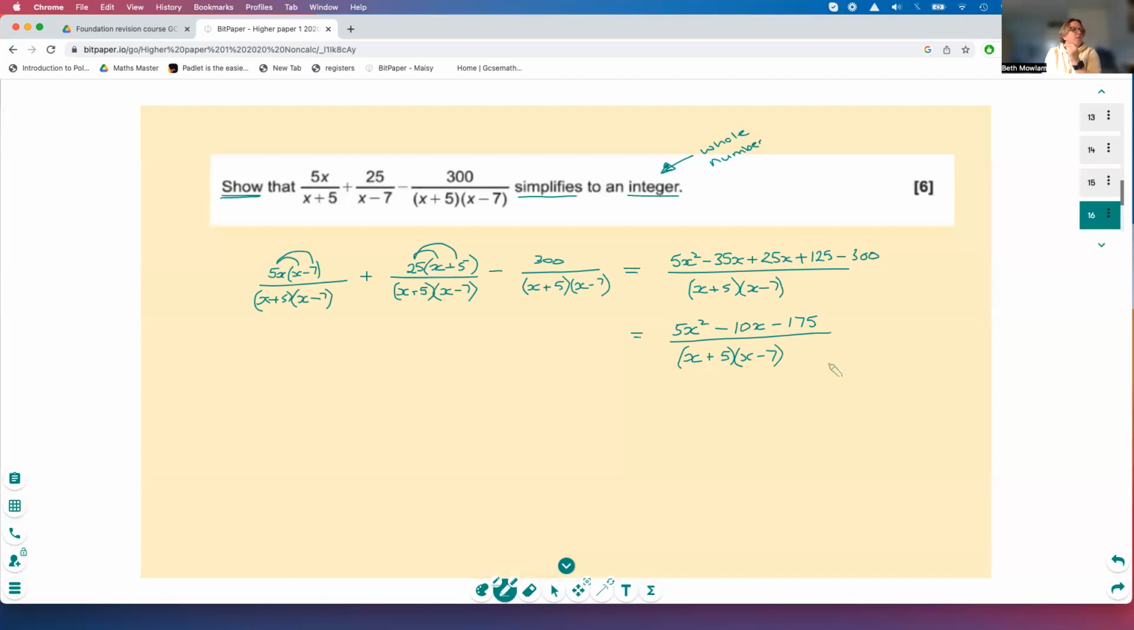Now, what we're going to do next, let's try and factorize, because we're trying to factorize into an integer. We need to factorize the top line. It's a pretty tough one to factorize. So we know we're going to have 5x and x. Now, we also know that one of the factors is going to be the same as one on the bottom. So does 7 go in? 7 goes in.